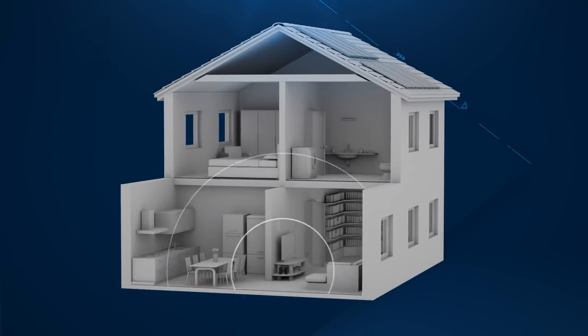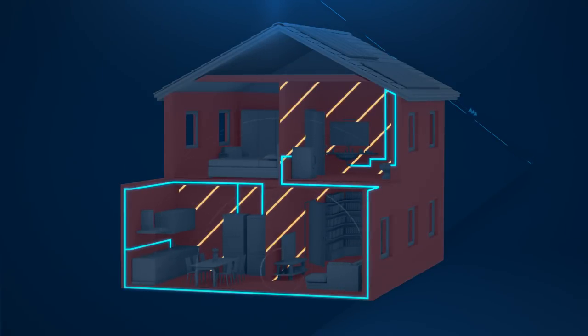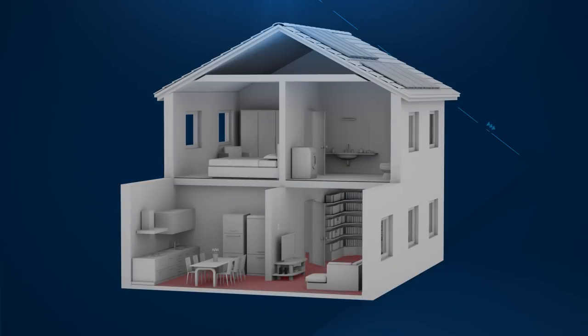Wi-Fi signal strength deteriorates over distance and as it passes through the construction materials of your home. Walls, metal, and water can degrade the signal the most. Avoid placing your Wi-Fi equipment on the floor. And keep the equipment away from windows, which may interfere with the signal.